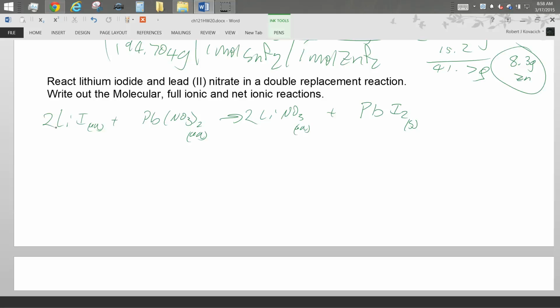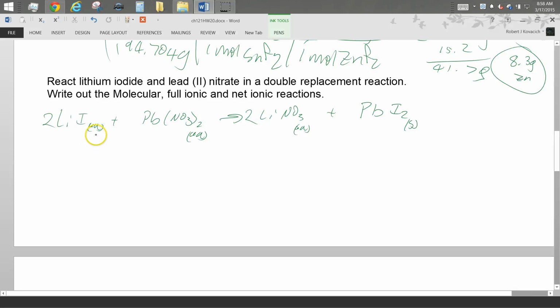And why, when the lead bumps into the iodide, does it form a solid? Because lead's rule is higher on the list of solubility than the iodine rule, and the lead rule says it's insoluble. So when those 2 hit each other, they form a solid.